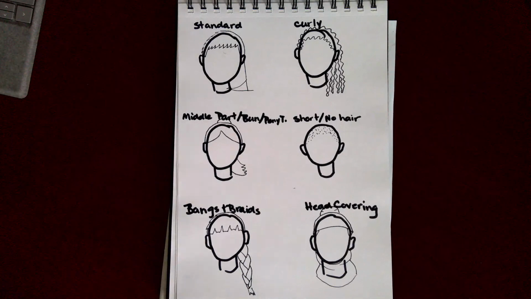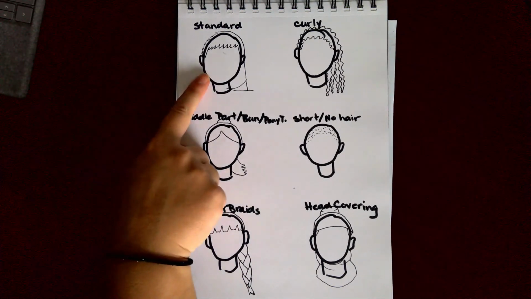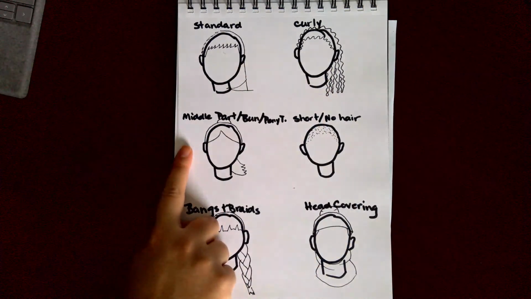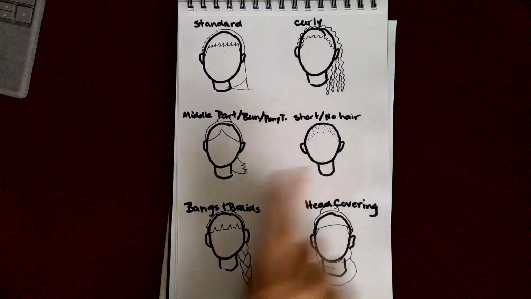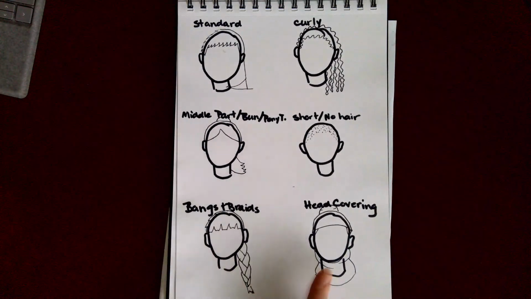Alright everybody, if you have any questions, please let me know. But again, we covered how to do a standard hairstyle, curly, middle part, bun, and ponytail, short or no hair, bangs and a braid, and then 2 different styles of head covering.